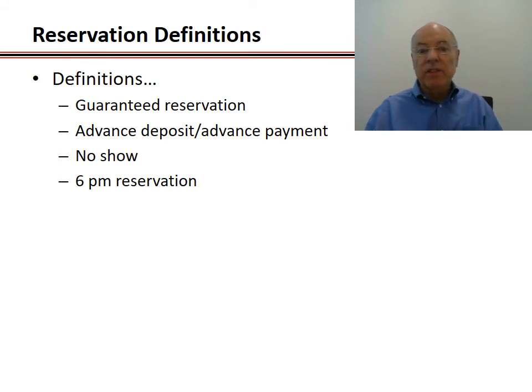The 6 p.m. reservation, as I mentioned already, that's part of the guaranteed aspect of it. If you don't guarantee a reservation, then at 6 p.m. you can release that room, and there is no obligation on either side. And as I say, that's kind of going away these days. You don't see too much of that. They want a credit card when you book.